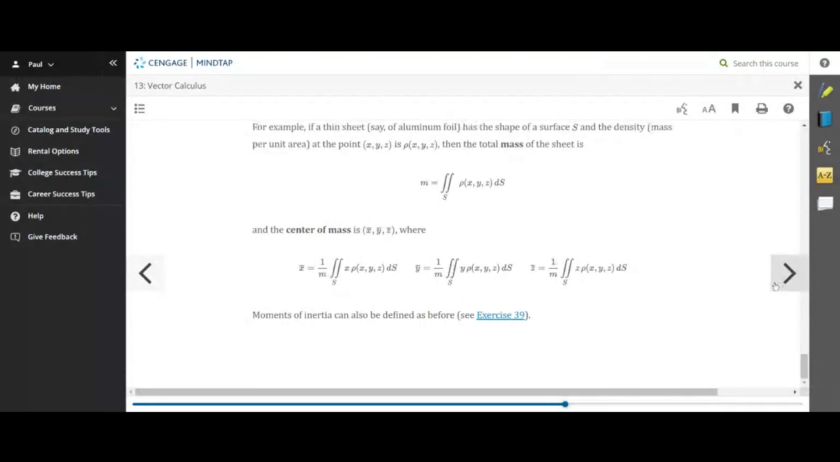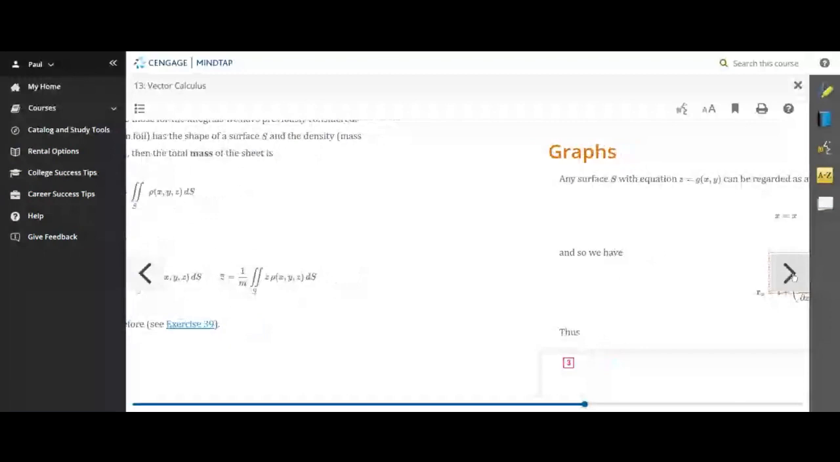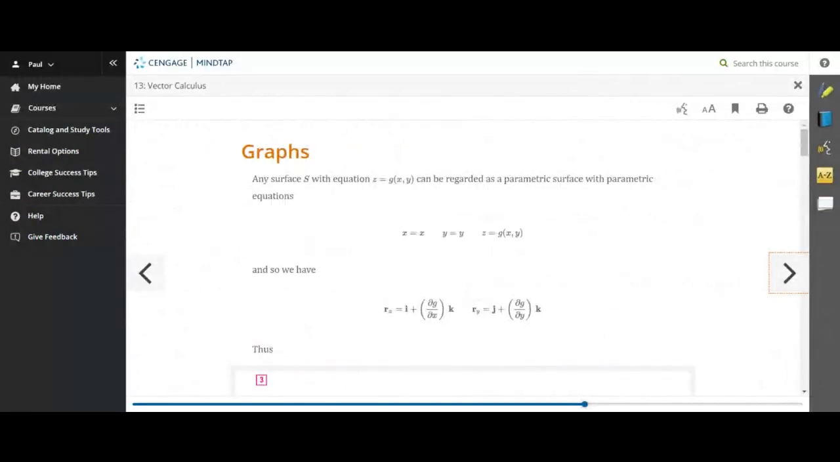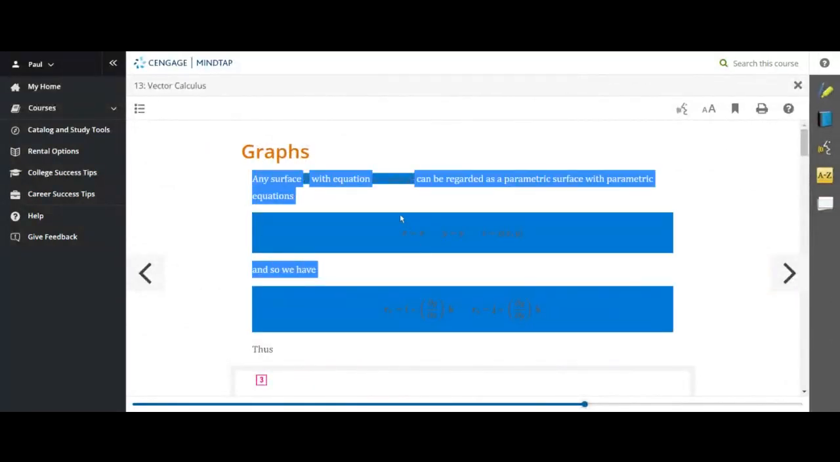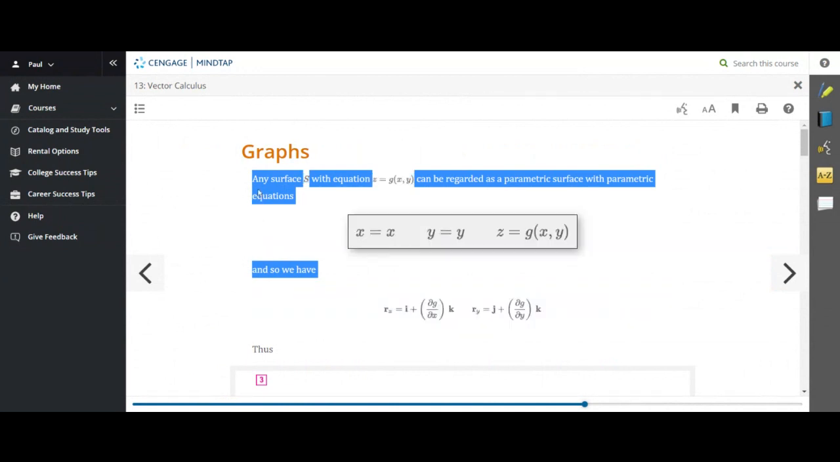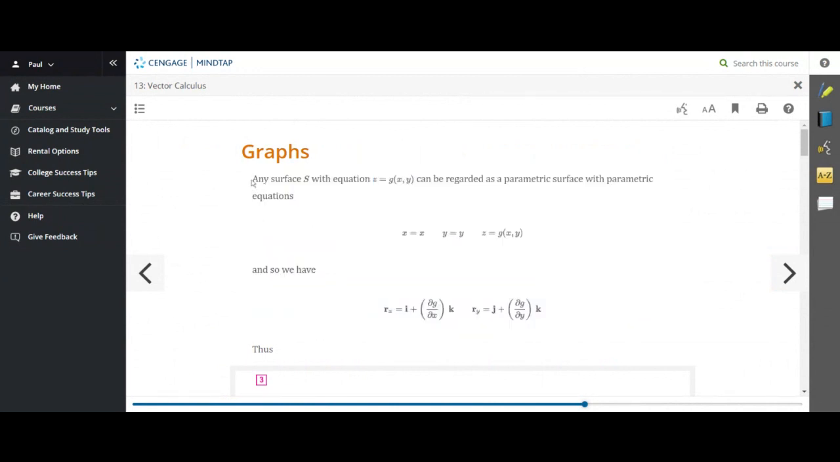So if we go over here to where it says graphs, let me see if I can highlight that. Hold on.